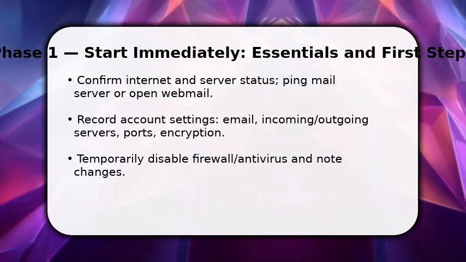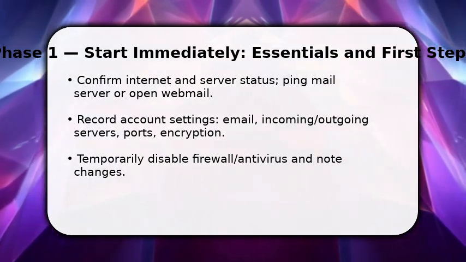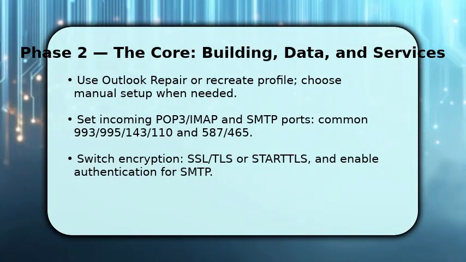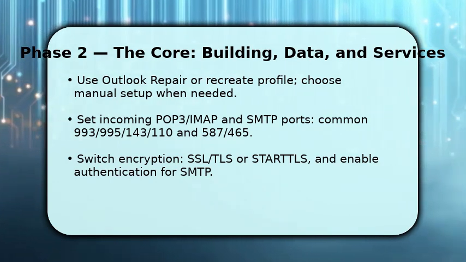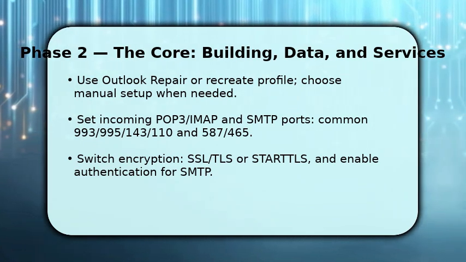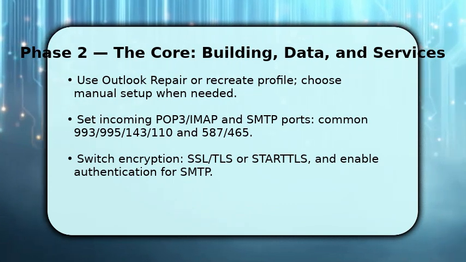You now repair the account. Run Outlook's built-in repair, and if that fails, create a new profile and choose manual setup so you control ports and encryption. Then change port numbers to the documented values, commonly 993 for IMAP SSL, 995 for POP3 SSL, 587 or 465 for SMTP.